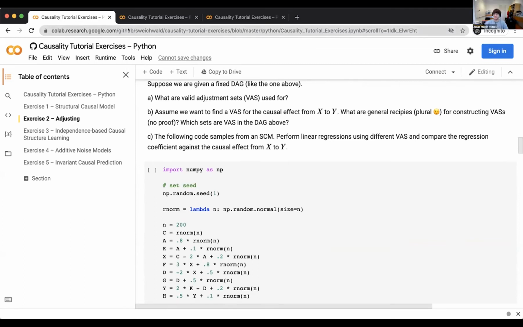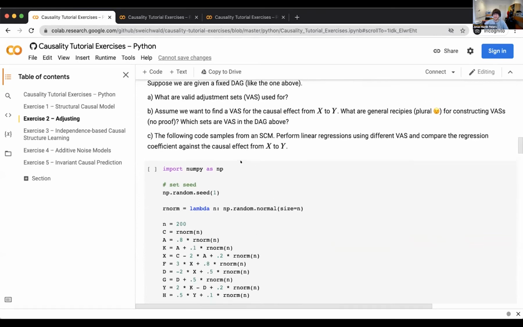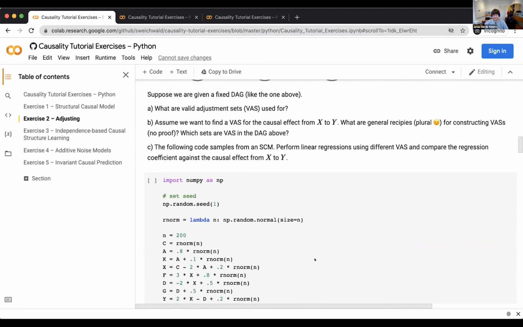I can maybe just finish. Sorry for that. So the second question is the different recipes for constructing valid adjustment sets. Then the third one is really trying it out, and I highly recommend doing this. I know that a lot of you join the breakout rooms, some others do not. In any case, really try this out. I think it's very important to see this once in practice.